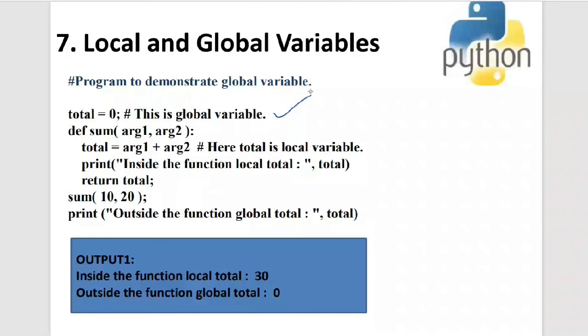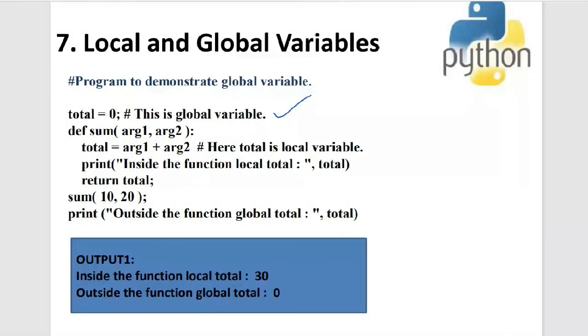Total is a global variable. I said total is equal to 0. Here I'm just summing up two values, so the sum is taken into total. Okay, right. So I said total is equal to 0.